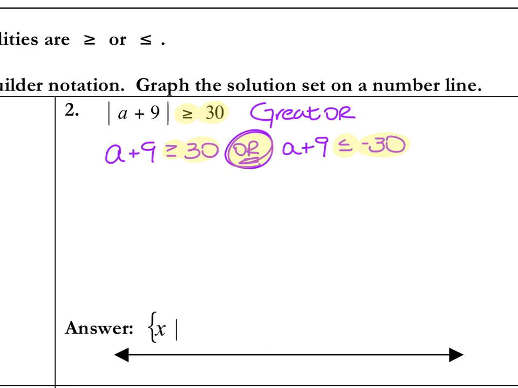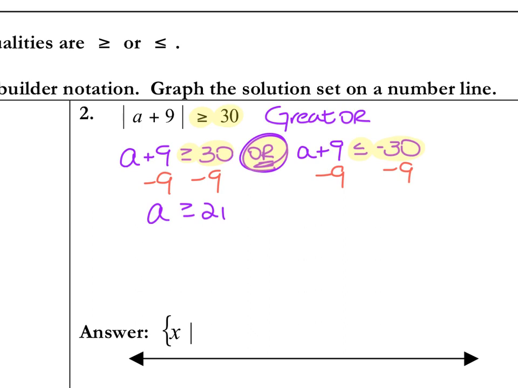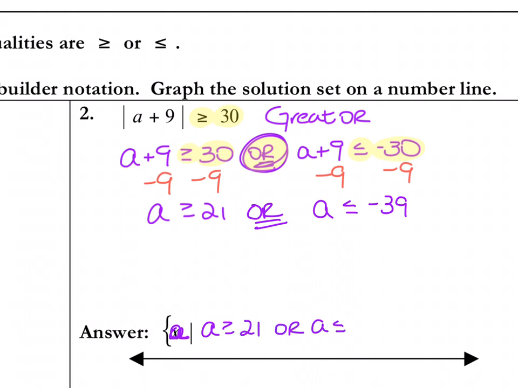So now we're ready to solve. So we're going to subtract 9 on both sides on each of those inequalities. And then we have a is greater than or equal to 21, or a is less than or equal to -39. Now, when you put that in set builder notation, it's going to be the set of all a, such that a is greater than or equal to 21, or a is less than or equal to -39.